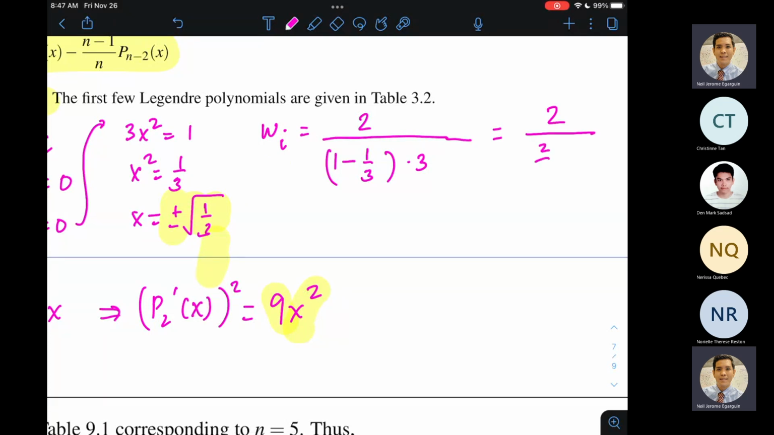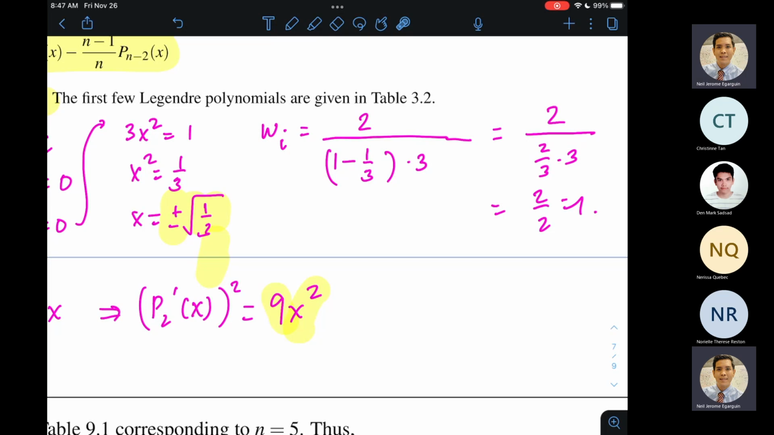We'll get 2 over 2/3 times 3. That would be 2 over 2 equal to 1. So that means the abscissas for the 2-point Gaussian quadrature is plus or minus root of 1/3. And the weights associated to both of these abscissas is equal to 1. Okay? Tapos, kung matatandaan nyo, ito rin yung Gaussian quadrature formula na na-derive natin using the degree of precision definition.